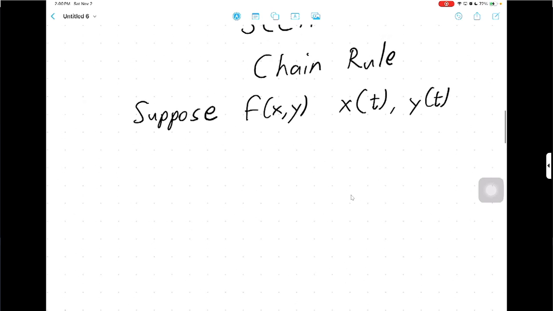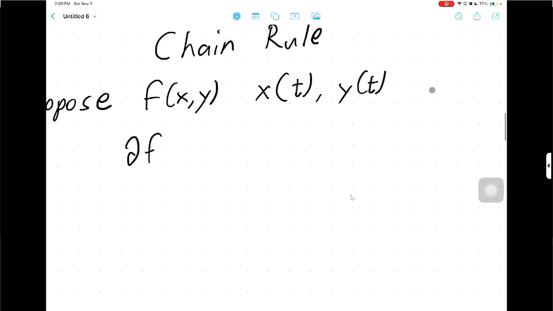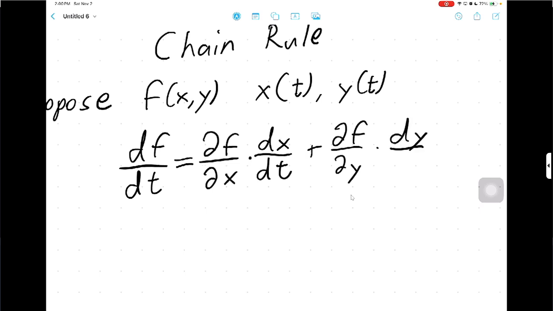All right, so suppose we had f of x, y, and then x and y were functions of t. The derivative of f with respect to t is going to be equal to partial f partial x times dx dt, plus partial f partial y times dy dt. Like so.